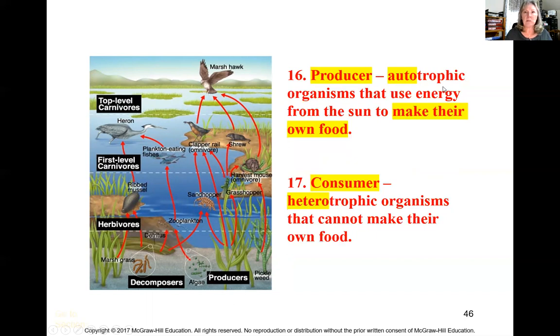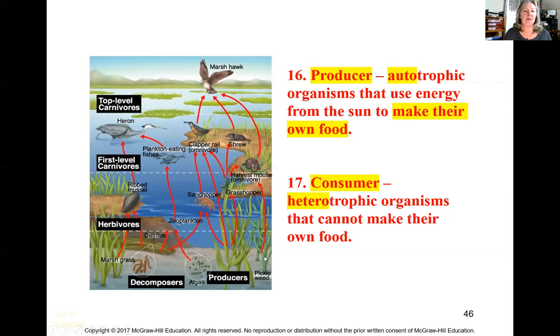We usually don't say plants, even though plants are producers and they're autotrophs. The reason the term plants is not necessarily used is because not all autotrophs are plants. Now, all plants are autotrophs, but not the reverse. And then we have consumers. Consumers are heterotrophic. Hetero means different, and trophic means feeder. So these are different feeders. They can't make their own food, so they have to get their food from other sources.